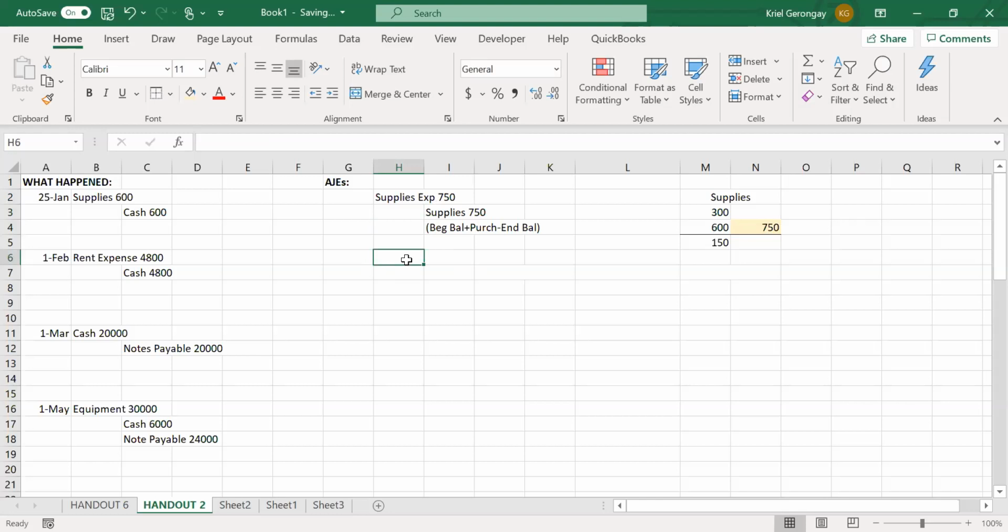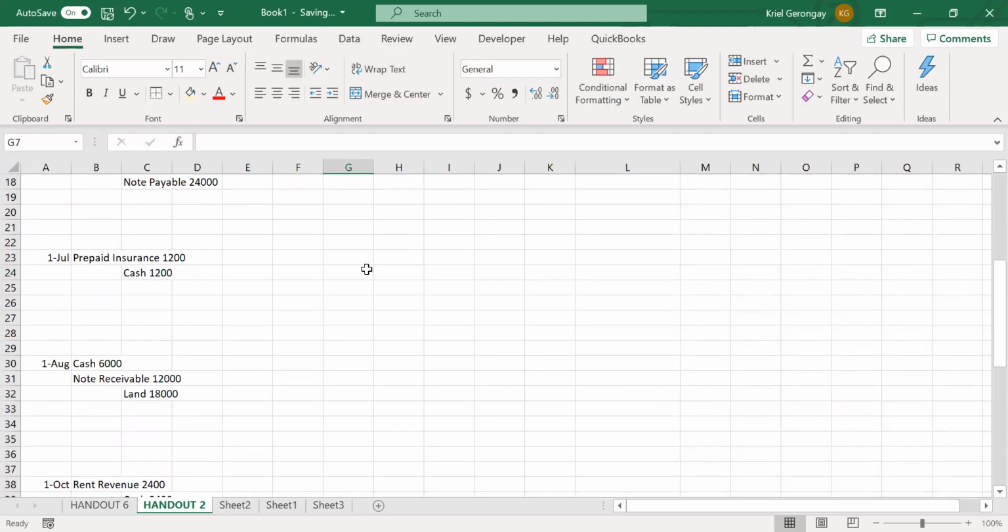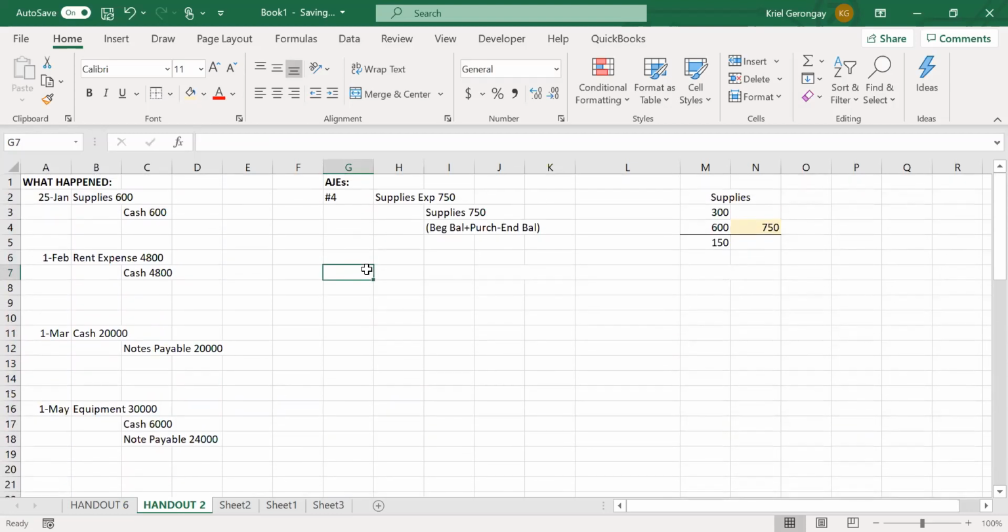So this is number 4. Can I please bother you again on explaining how you got the end balance? For the supplies? Yes. If you look at number 4 on the bottom, it says the office supplies account had a balance of $300 on January 1st. So that's your beginning balance, which is 300. Then throughout the year, on January 25th, you bought 600. So that's why you add the 600.